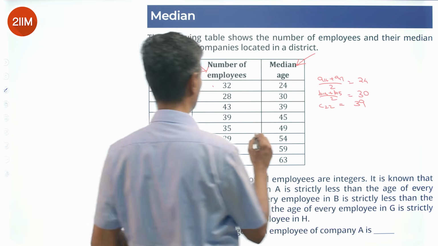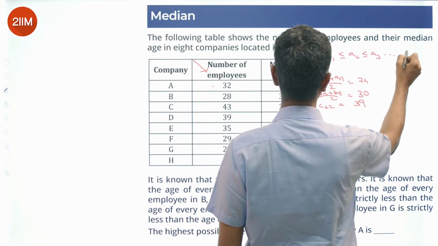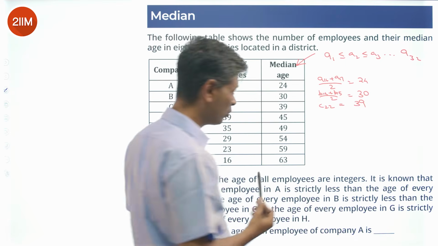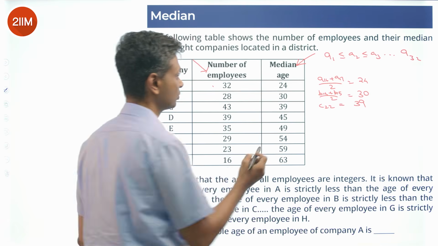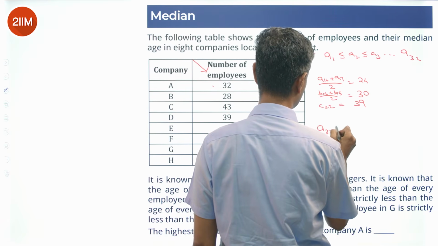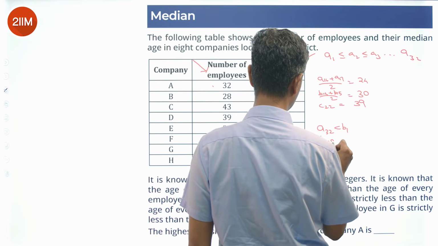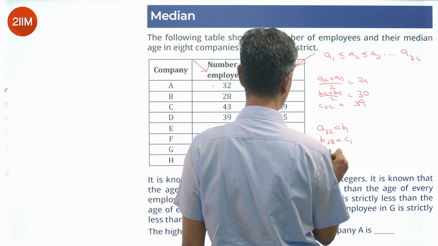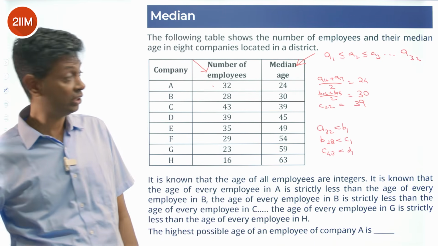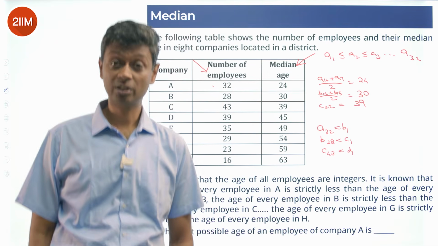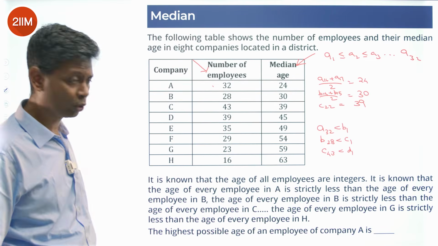I know for sure that A1 less than or equal to A2 less than or equal to A3 all the way till A32. Likewise, B1 less than or equal to B2 less than or equal to B3 all the way till B28. I also know that A32 is less than B1. B28 is less than C1. C43 is less than D1, and so on. The oldest employee in B is younger than the youngest employee in C. Every employee in A is strictly less than the age of every employee in B, and so on.